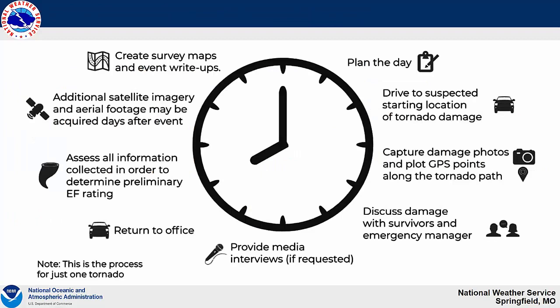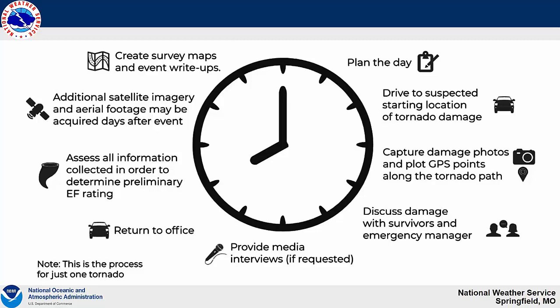So taking a look at what a particular day looks like for a damage survey, these are all the different factors that you have to take into account. It includes planning the day, then driving to the suspected starting location of potential damage, capturing damage photos and plotting GPS points along the path, discussing the damage with survivors and emergency management. You could even be providing media interviews if requested. And then once we return to the office, we assess all the information that is collected in order to determine a preliminary EF rating.